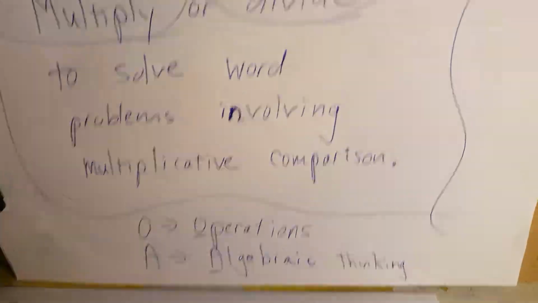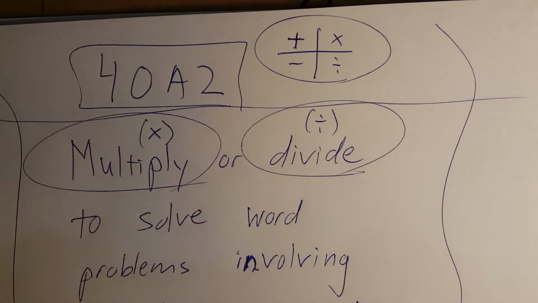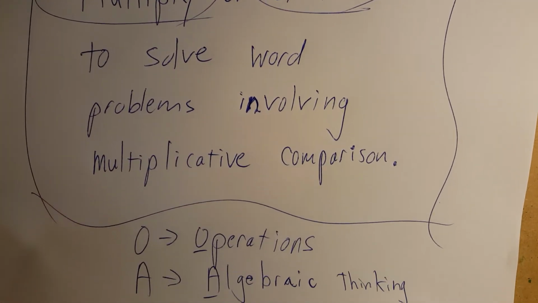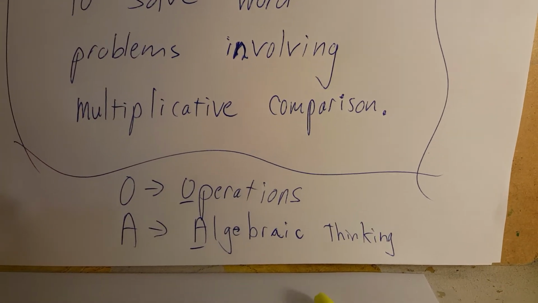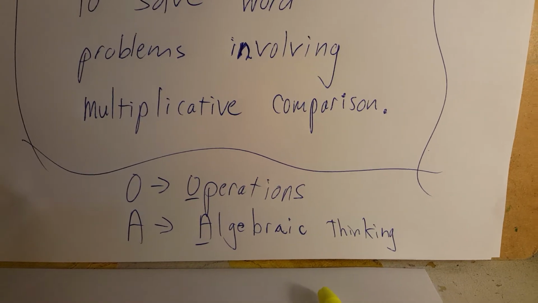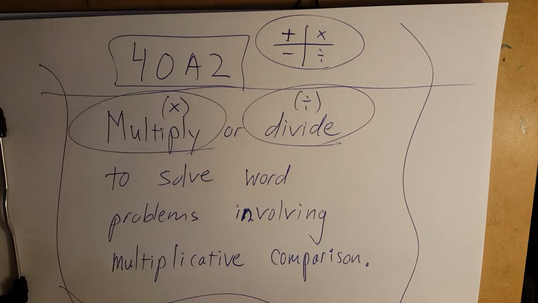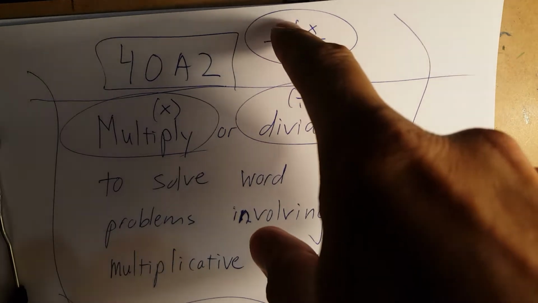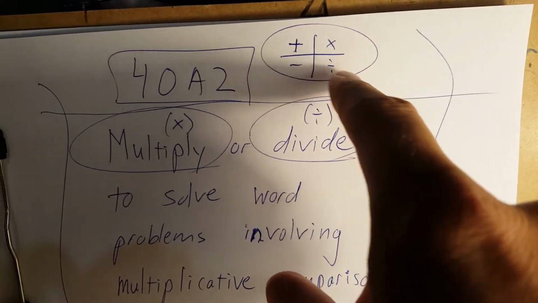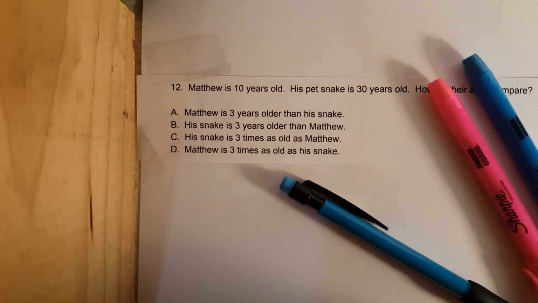Problem number 12, standard 4.OA.2, multiply or divide to solve word problems involving multiplicative comparison. O stands for operations, A, algebraic thinking. Remember, you will always be adding, subtracting, multiplying, dividing, or maybe multiple steps. Let's go. Number 12.